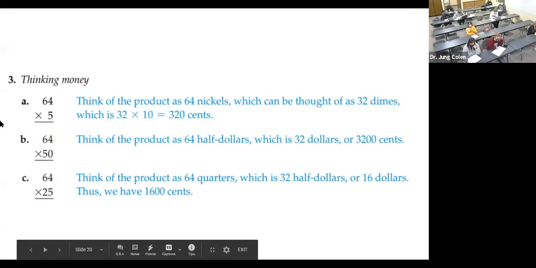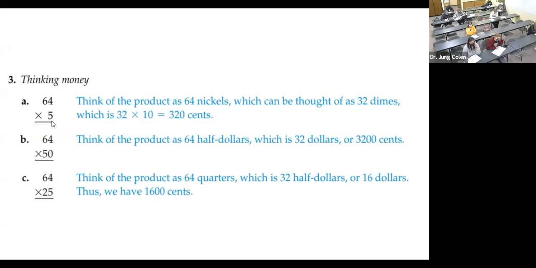So for example, when you're doing 64 times 5, one way you can think about the nickel is half of a dime. So think about times 10 instead of 5, because the nickel is half of the dime, right? So if you are doing times 10 instead, it's easier. We know it's going to be 640. But since the nickel is half of it, just make it half. Then it's going to be 320, right? So you can think about that.